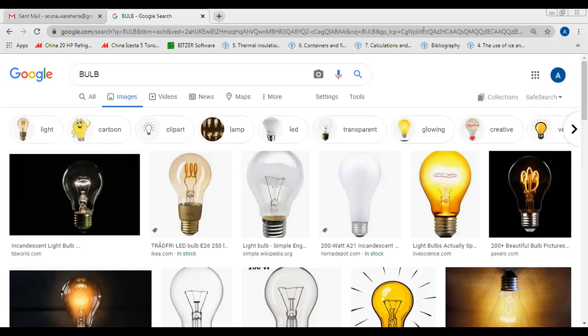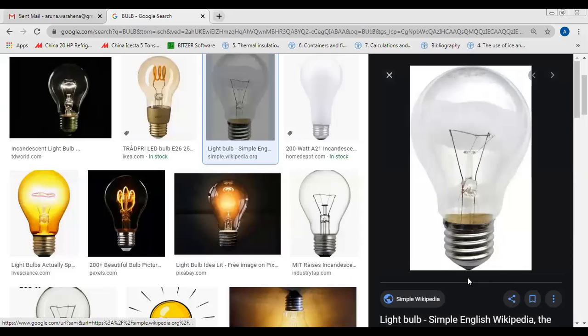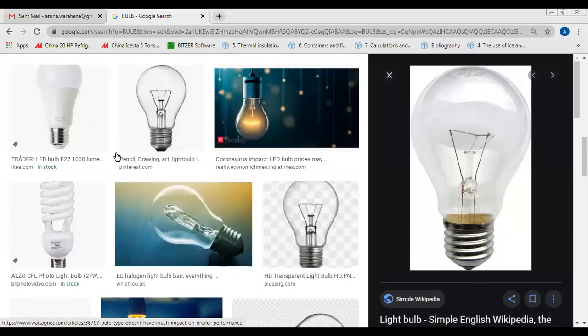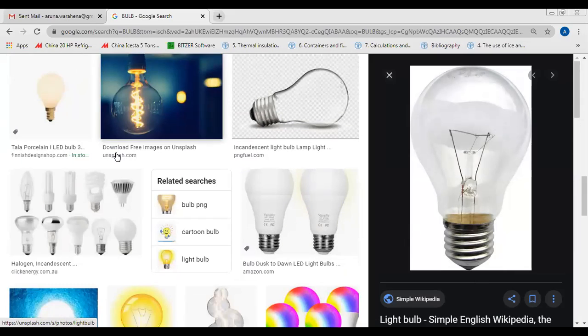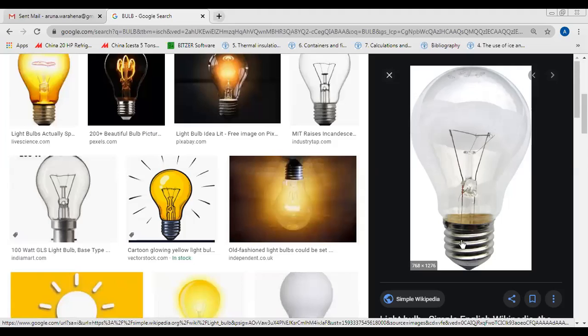So this emits energy in terms of light and heat both. Here you can see, if I take a big picture of this, on the right side, you can see this LED bulb, a two-pin bulb. Here, the big bulb, you can see this filament here.